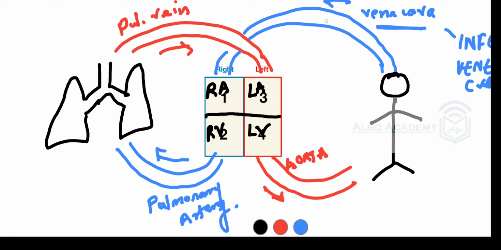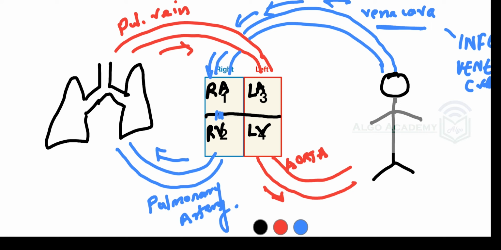This impure, deoxygenated blood coming from different organs is pumped to the right atrium. We can see the blood moving to the right atrium. From the right atrium, it goes to the right ventricle. Here we have a valve called the tricuspid valve, which has 3 cusps. From there it goes to the right ventricle, and from the right ventricle it goes to the pulmonary artery. We have studied that arteries carry blood away from the heart, so the pulmonary artery carries blood away from the heart.